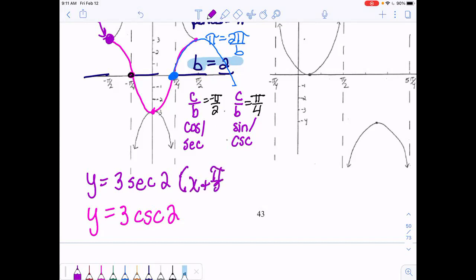Pi over 2 for secant, or pi over 2 for cosine, and it's a plus because it's a minus negative. There was no D value. And then for cosecant or sine, it's a minus pi over 4 because it's always x minus C over B. So find the middle for sine and cosecant, but that middle point must increase afterwards for a positive sine or a positive cosecant. Question? For the cosine one, I did pi over 2 instead of negative pi over 2.